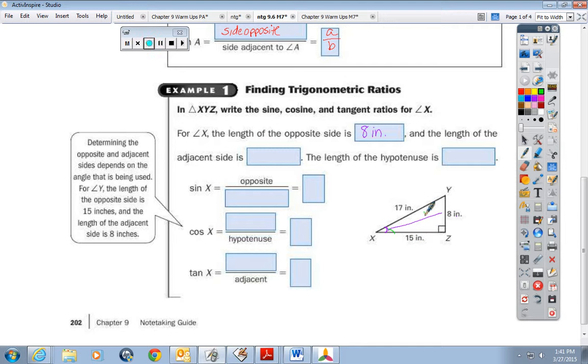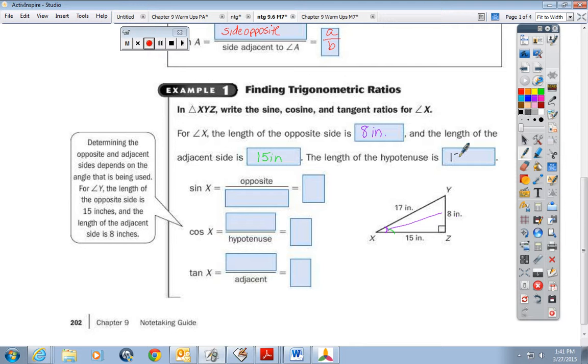Why is it not 17? Because 17 is the hypotenuse. Why is it the hypotenuse? Because it's across from the right angle. So don't let yourself think that 17 is the adjacent, because it won't ever be the adjacent if it's the hypotenuse. So the side adjacent is 15 inches. And the length of the hypotenuse is 17 inches.